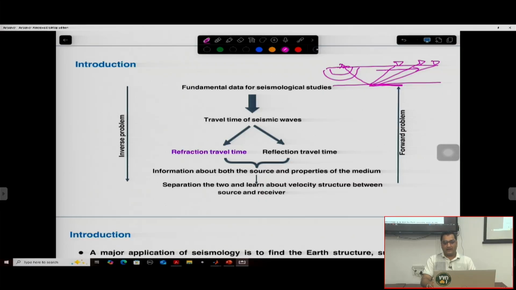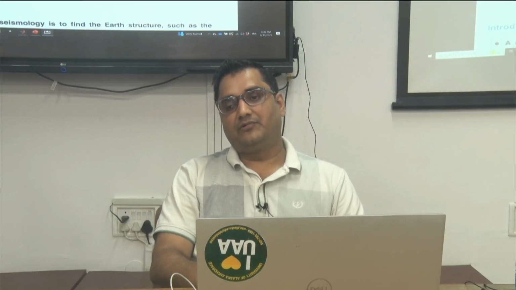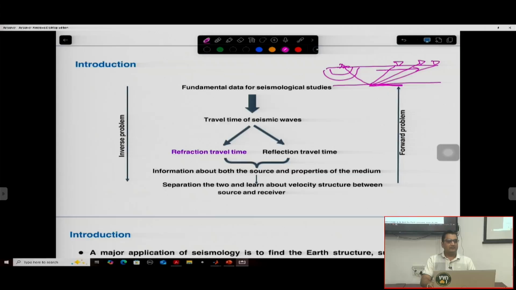While doing the inverse, basically you are trying to get the model from the data. In the forward modeling, from the model you are getting the data and trying to fit the data. Thereafter you are getting a best model, and that will be your indicator of the shear wave velocity.